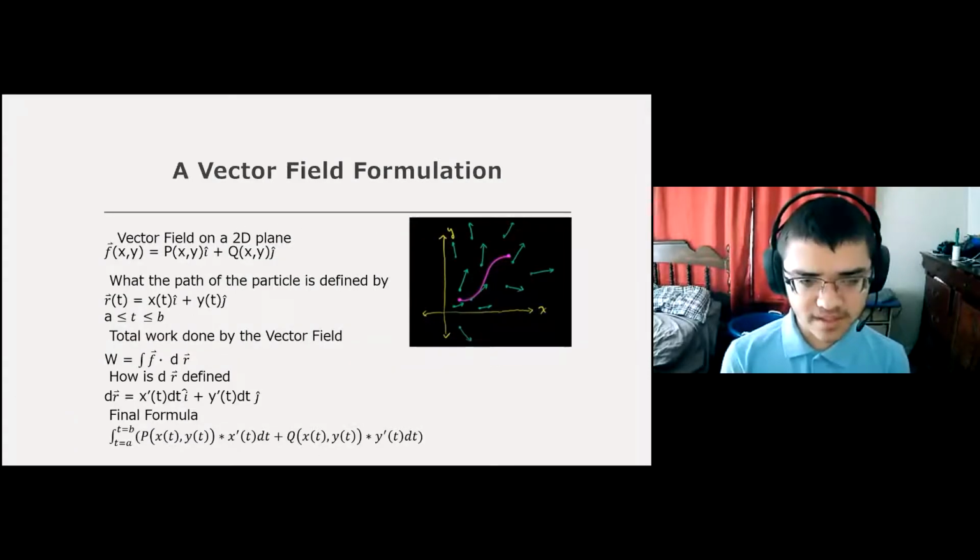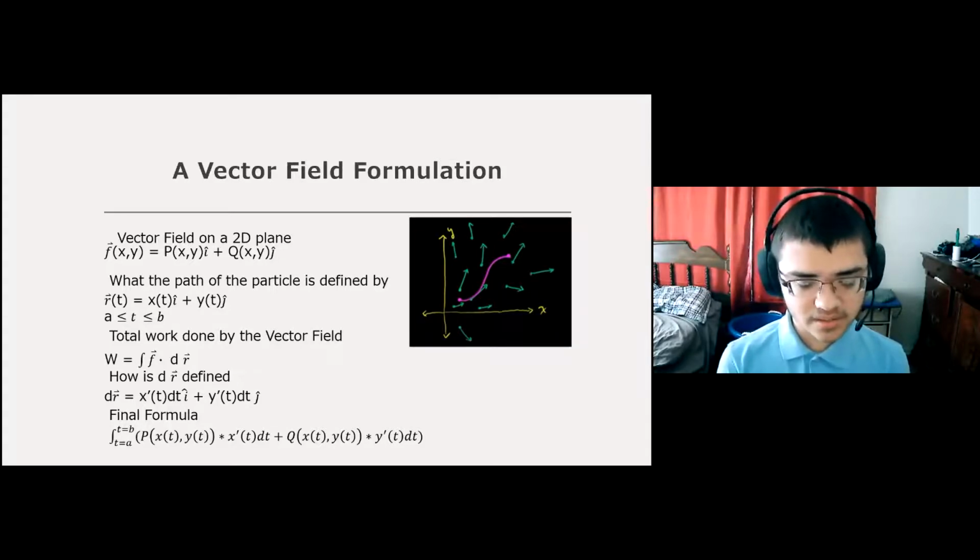So a basic formula for work on a particular flow point is the vector field F of x, y is equal to a scalar function P of x, y i plus another scalar function Q of x, y j. And to define the path which the particle flows through, you get position vector r of t, which is equal to x of t i plus y of t j, where a is less than or equal to t, and t is less than or equal to b, which are the 2 points it's between, a and b.